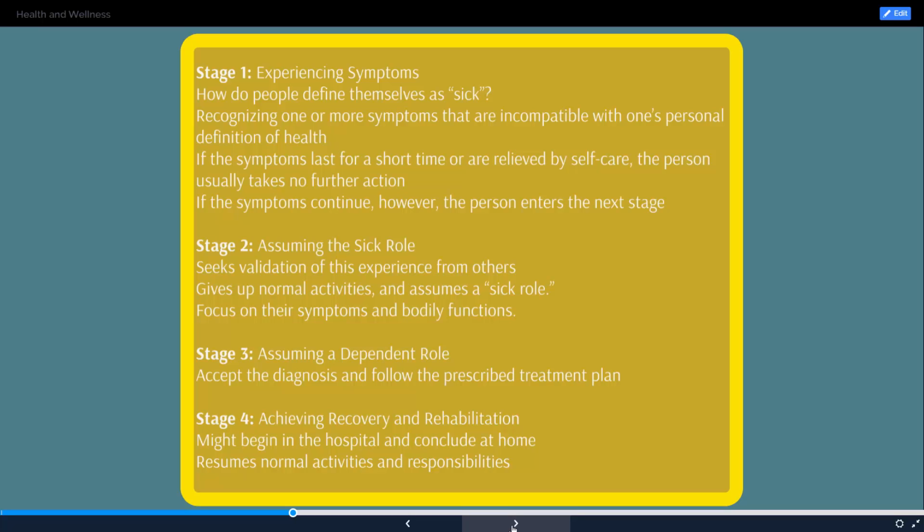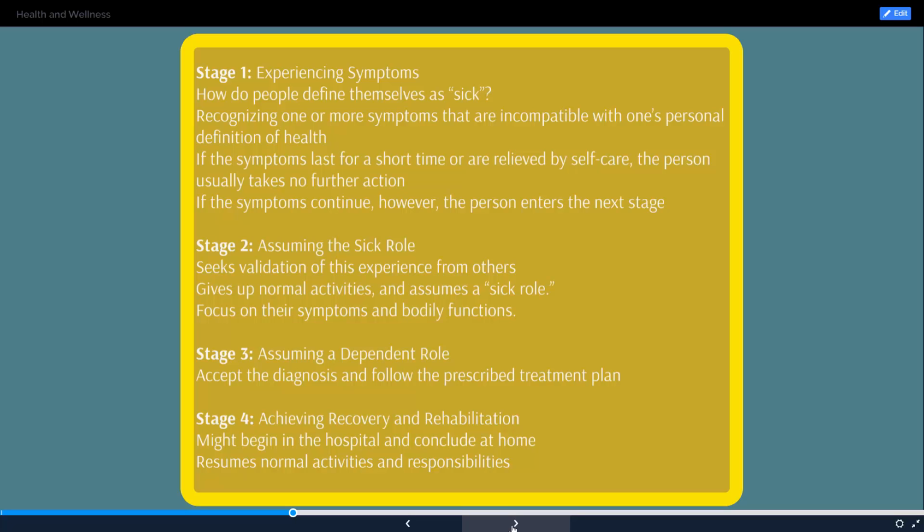So stage 2 is assuming the sick role. Now we're going to seek validation of this experience from others. Maybe they go see a doctor and they say, you know what, I want some validation to say that I'm sick. Do some tests, look in my throat, look in my ears, whatever else. Give up normal activities. They might start to assume a sick role. They're taking it easy. They're not doing as much. Maybe they take a sick day at work if necessary. They focus on their symptoms and their bodily functions. So instead of being able to focus on other things, maybe they start to go, gosh, these symptoms, my runny nose, my throat hurts more, I have a headache, I can't focus. So they start to think about those more.